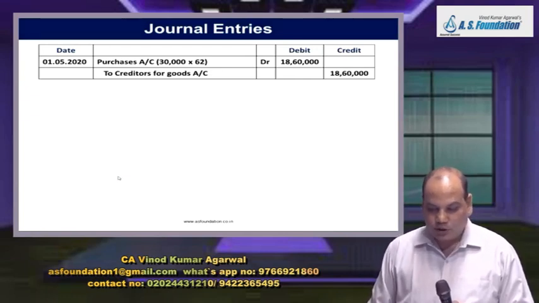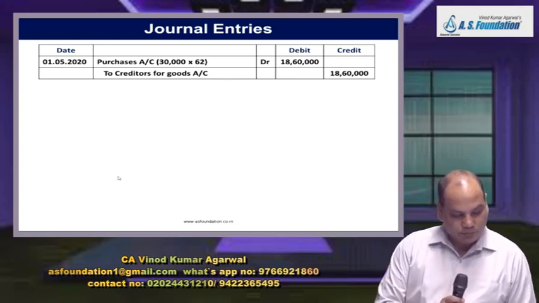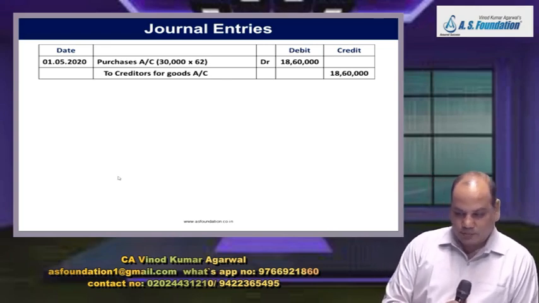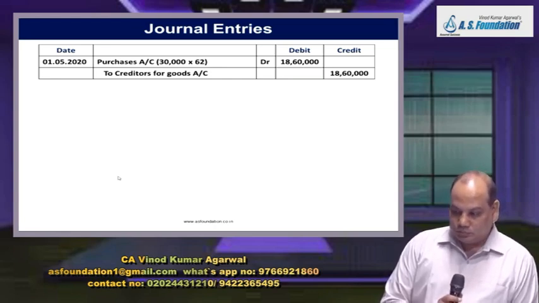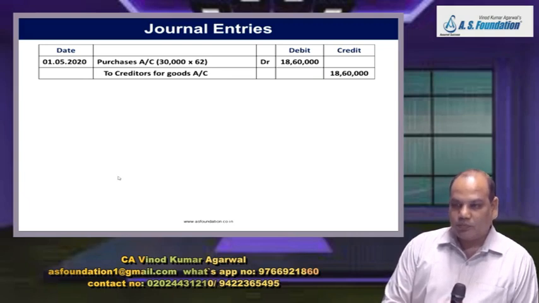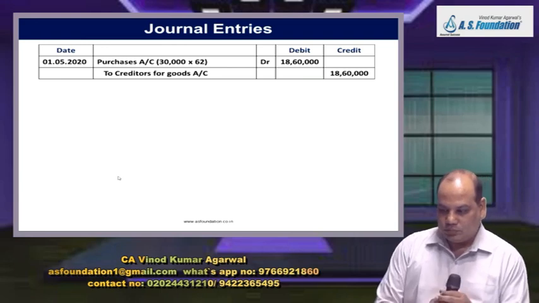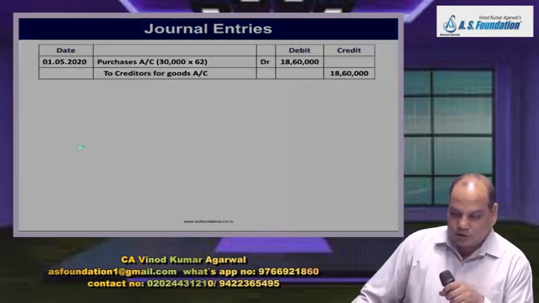Then 1/5/2020. Purchases account debit 30,000 into 62, 18,60,000, to creditors for goods account 18,60,000. Narration is homework.